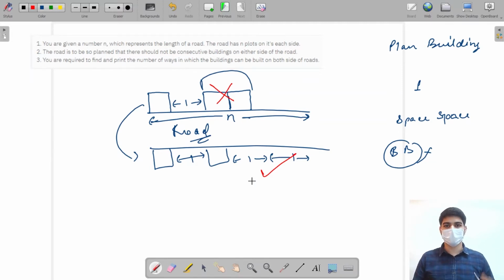Just two consecutive buildings is something that's not allowed, and you have to give the number of ways in which you can plan the entire road, the number of ways in which you can arrange the buildings and the spaces such that two buildings are not consecutive to each other. That is what the question says. Try relating this question with the previous question, count binary strings, in which we had to give the number of possible binary strings of length n such that there were no consecutive zeros. In the previous question, consecutive zeros were not allowed, and in this question, consecutive buildings are not allowed.